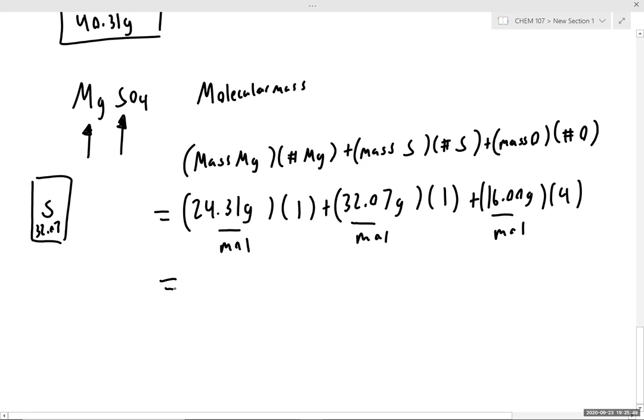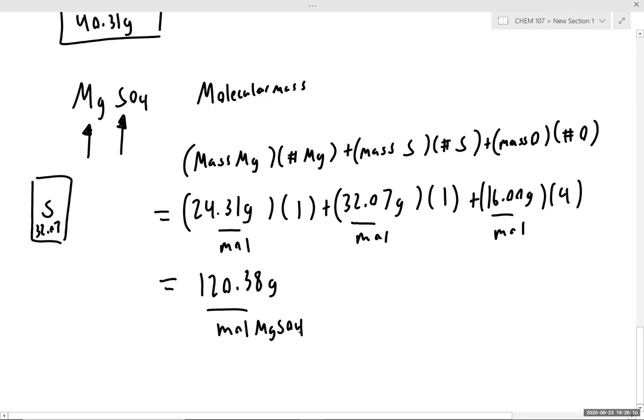So if we add up these masses using our calculator, you should get a value of 120.38 gram per mole of magnesium sulfate.